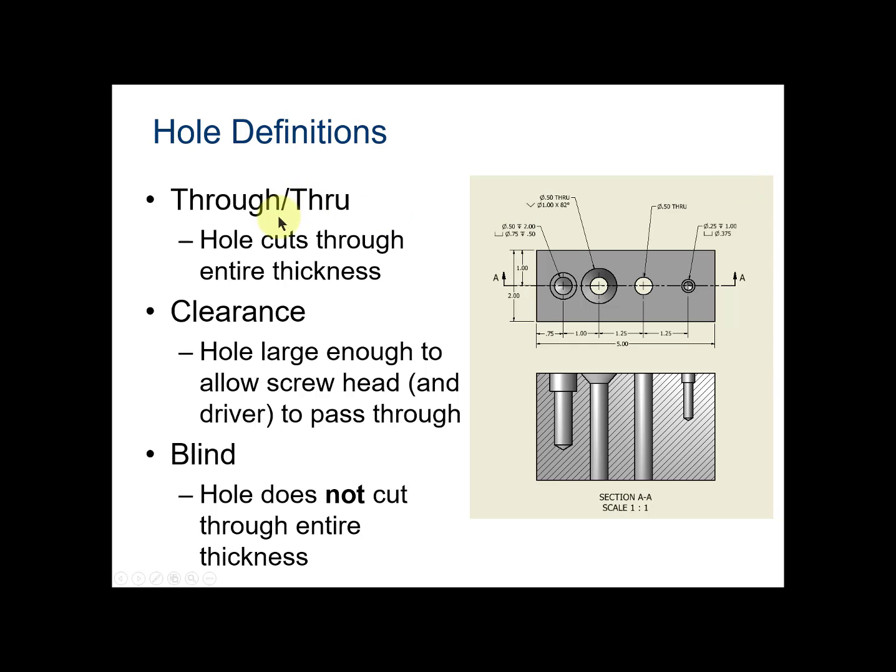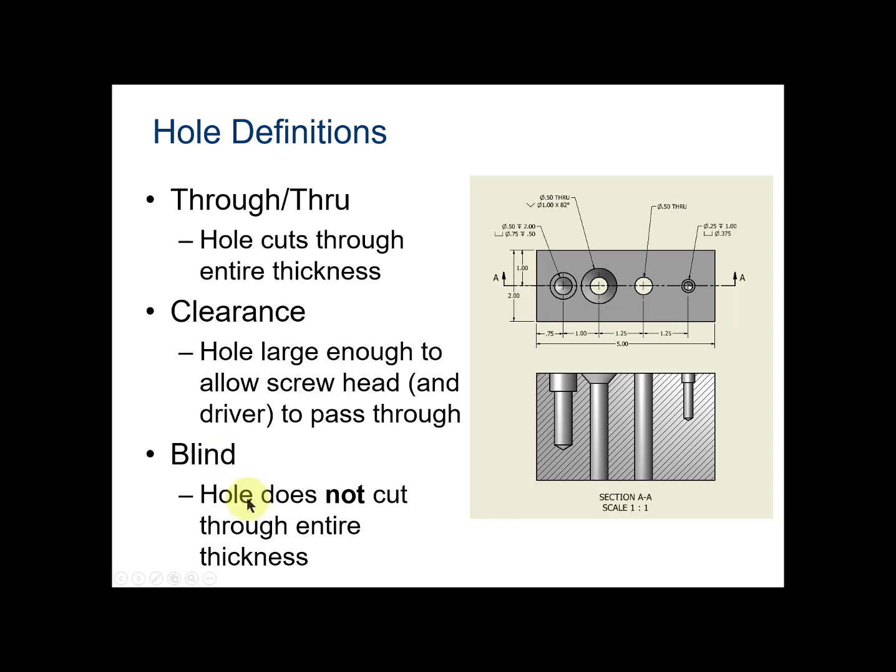A through hole is a hole that cuts through the entire thickness of an object. In this particular part here, I've got a through hole. Here it just is a hole, and it'll look like this when you document it. There's a clearance hole. This is a hole large enough to allow a screw head and a driver to pass through.